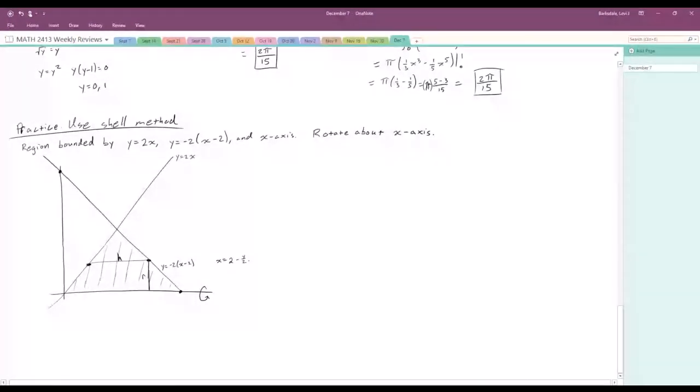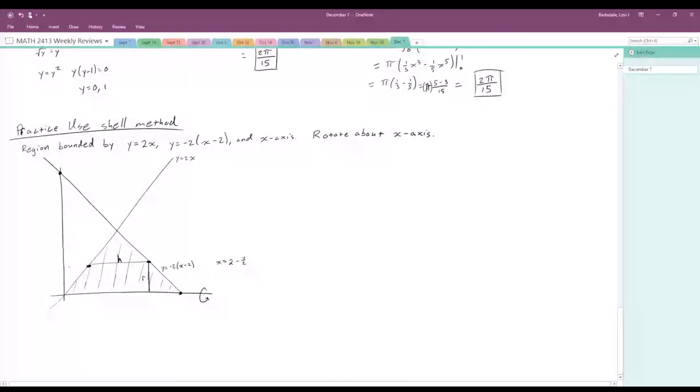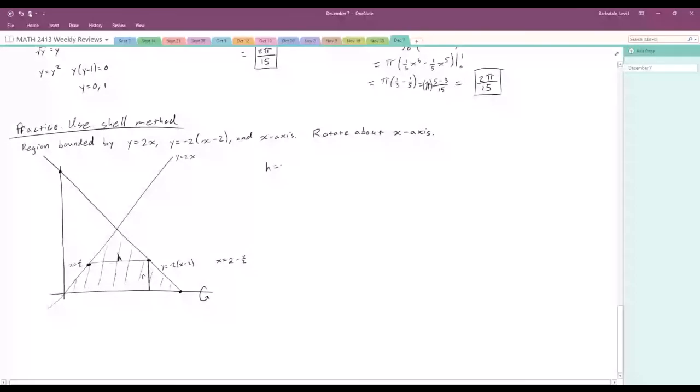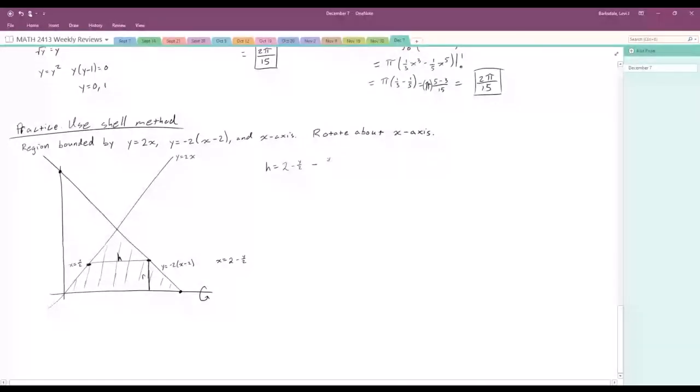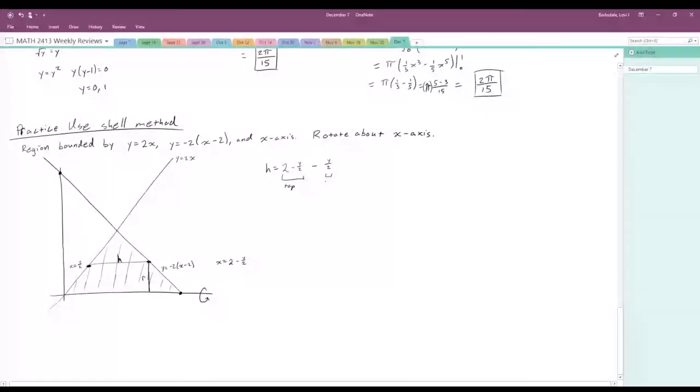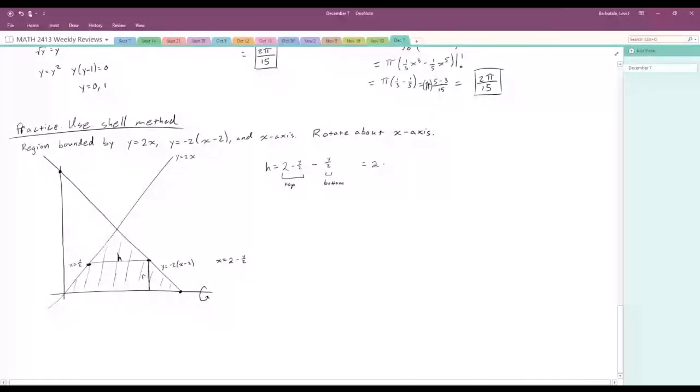And here, this line, my bottom part, would be y equals 2x. Again, I need it as an x equals, so x equals y over 2. So now I can write my height, which would be my top curve, this one, minus my bottom curve, this one. So 2 minus y over 2 minus y over 2. So I'll just label that top and bottom. And if I combine my y over 2's, I just get 2 minus y.